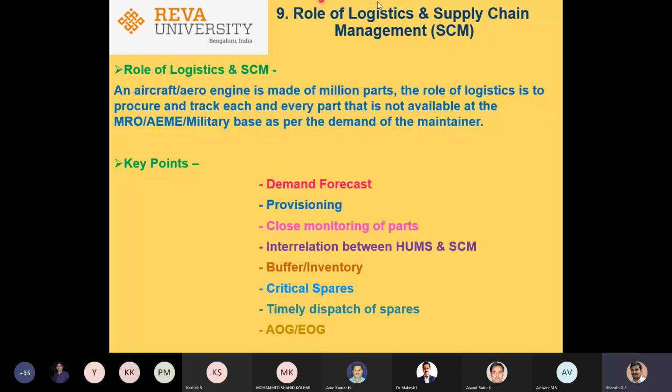And here, if you see, there's an interrelation between health and usage monitoring systems and supply chain management. What we have to understand is we have to give more importance to health and usage monitoring systems, condition-based maintenance, and digital twins and all those emerging technologies. Based on that, we have to define buffer. Once we define buffer, we'll be in a position to get those parts readily available. So when we have buffer, we will not have aircraft on ground or AOG due to lack of parts or spares.